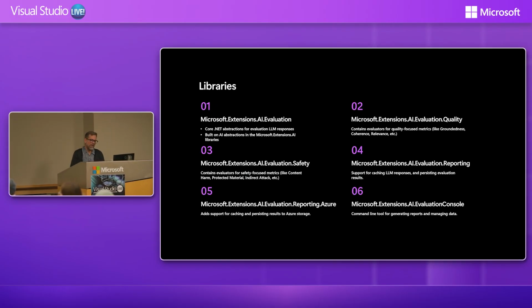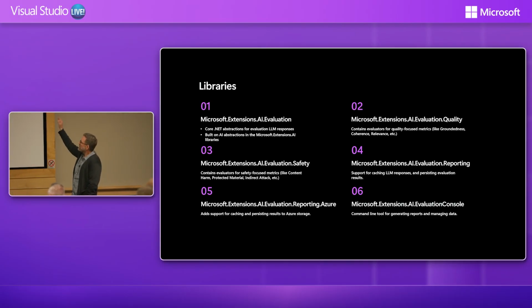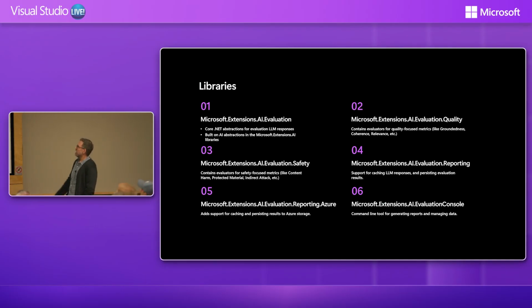So this is how everything works together. There are essentially 6 different NuGet packages. Personally, I just download them all and put them in and hope things work, but the ones that you want are 1, 2, 3, and 4. 5 and 6 are the reporting ones, essentially, whether you're using Azure or popping things out to the console. And I forgot the dot between evaluation and console. So that's where we're at.